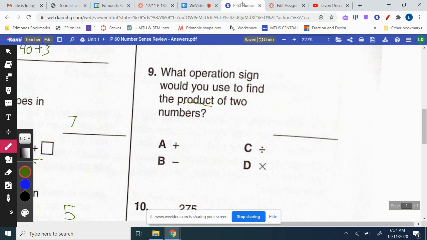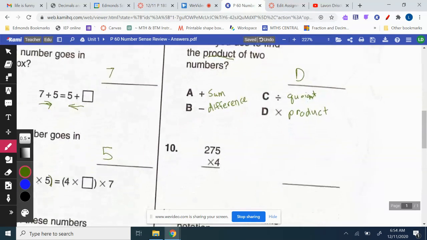What operation sign would you use to find the product of two numbers? Well, that is going to be multiplication, so D. So this is the sum, the difference, product, and the quotient. And I probably spelled quotient wrong, but you get the idea.